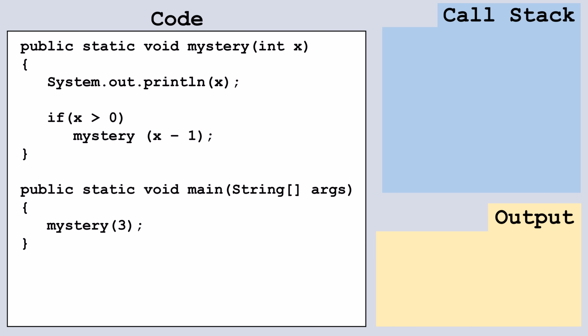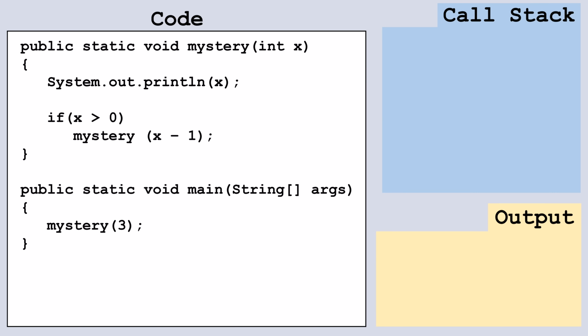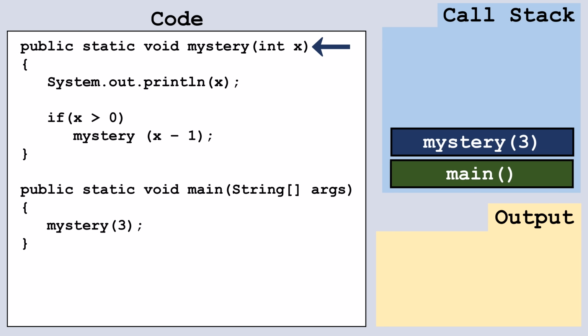Now let's look at our second code example, which demonstrates tail recursion. This almost identical method, also called mystery, takes an int input and prints the numbers from the input value down to 0 in descending order using tail recursion. In this case, the recursive call happens at the end of the method after other processing. We start with a call to the main method and push a frame onto the stack. When main calls mystery 3, another frame is pushed onto the stack with x set to 3.